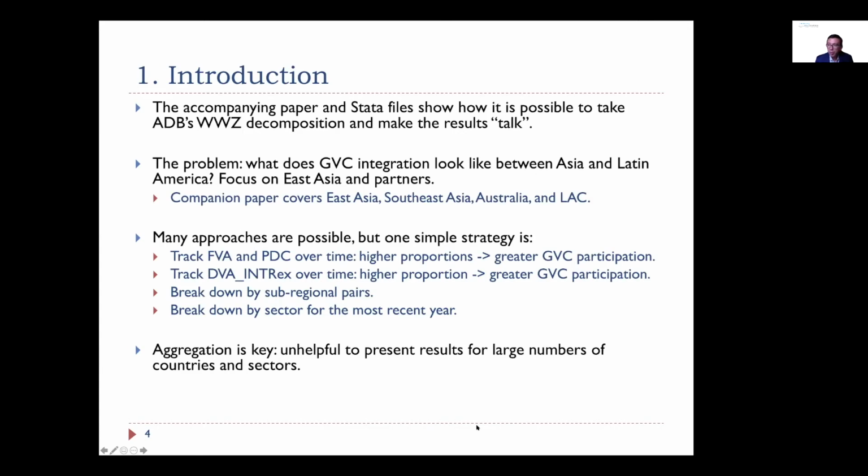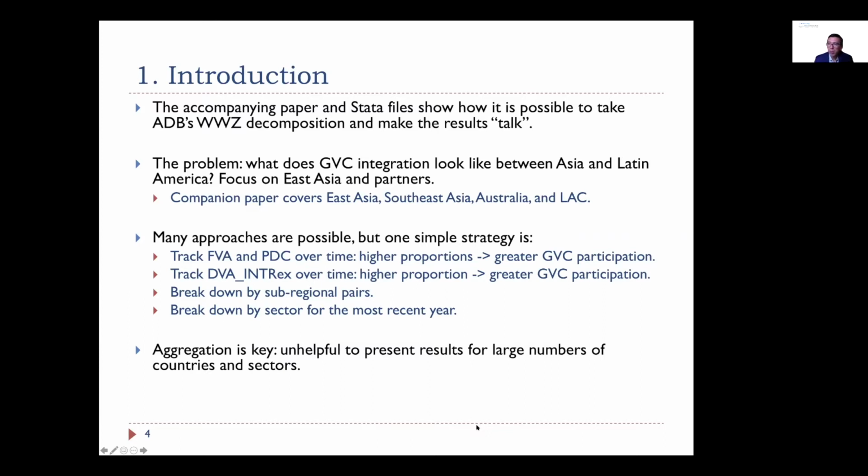So there is a whole paper that goes with this presentation, which hopefully will be available to you. There are Stata files that go with the paper, and they take the WWZ decomposition from ADB and manipulate it in some simple ways to make the data talk.